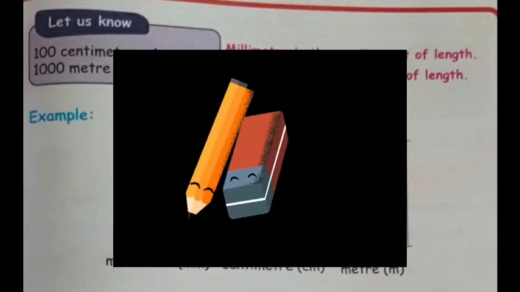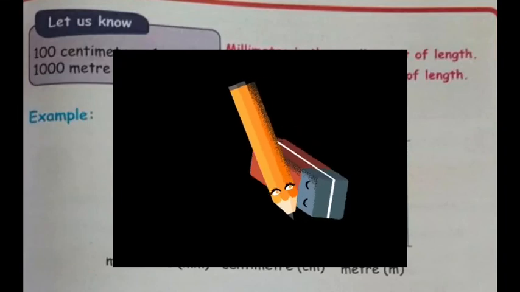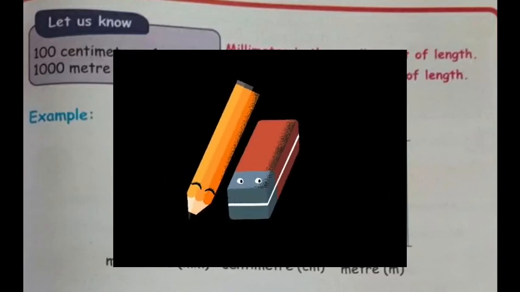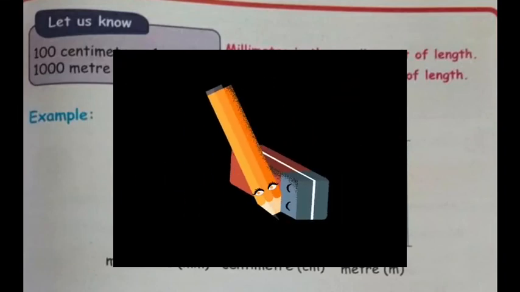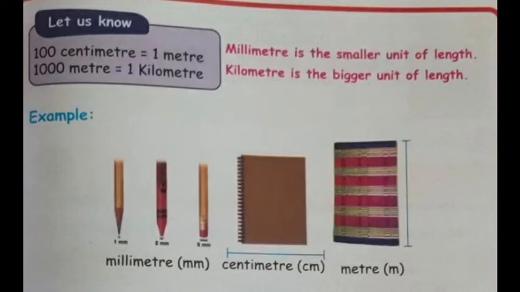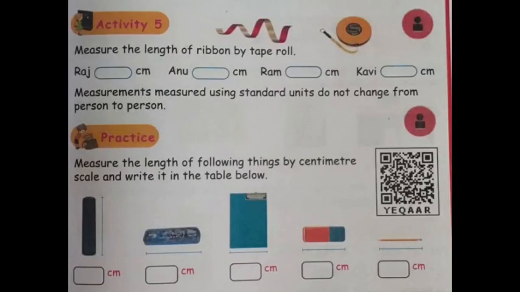And now here are the objects which are measured by centimeter, millimeter and meter. See, look at this long object measured by meter. Medium objects by centimeter, and this is the smallest object, your pencil point, your eraser, your sharpener, you can measure by millimeter or centimeter. Children, now you can do this activity by yourself.